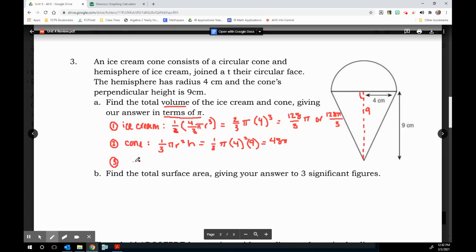So step 3, I'm just going to add them together to get my total. I'll do my 128 pi over 3 plus my 48 pi. Again, if you're not sure how to work this, just ignore the pi's. You know it's going to be in your answer, and just add 128/3 plus 48, and I get 272 divided by 3 pi, or 272 pi over 3.